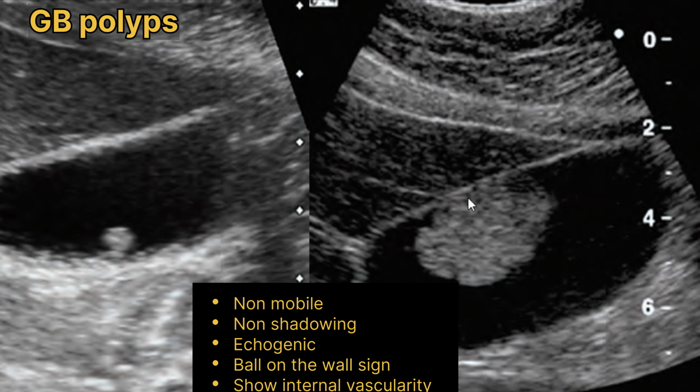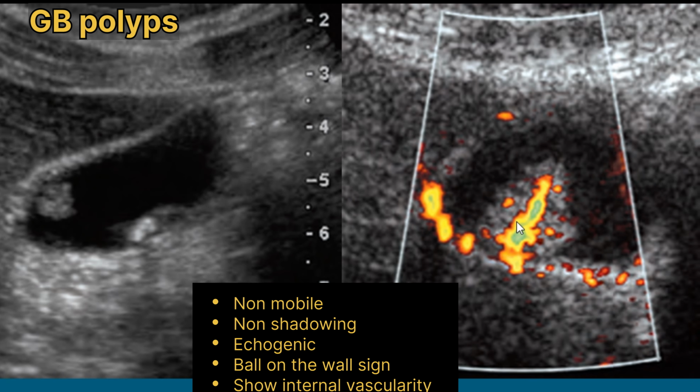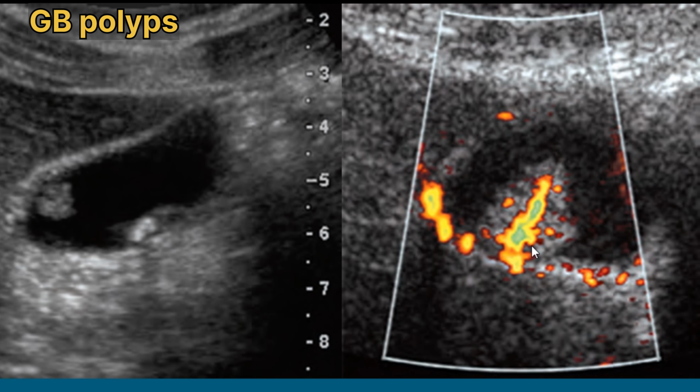This is another large 3 centimeter polyp that was pathologically proven to be an adenoma. It is showing its echogenic texture but does not show any acoustic shadowing. This is a sonogram of the gallbladder showing the power Doppler view, and it shows the vascular pedicle of the polyp that is helping to distinguish this from a sludge ball.